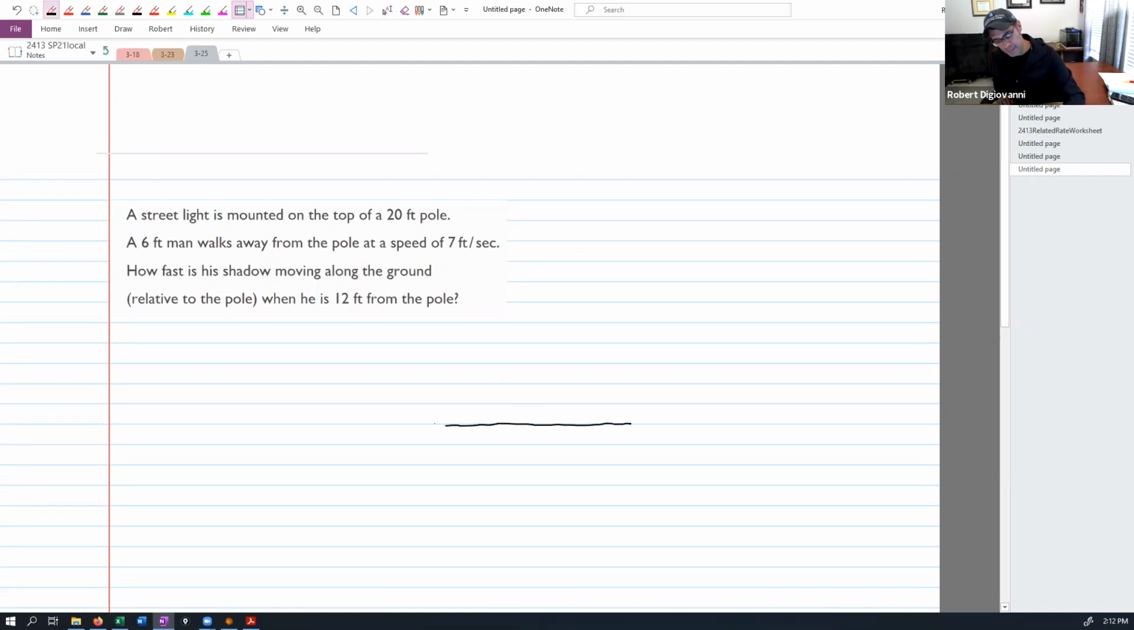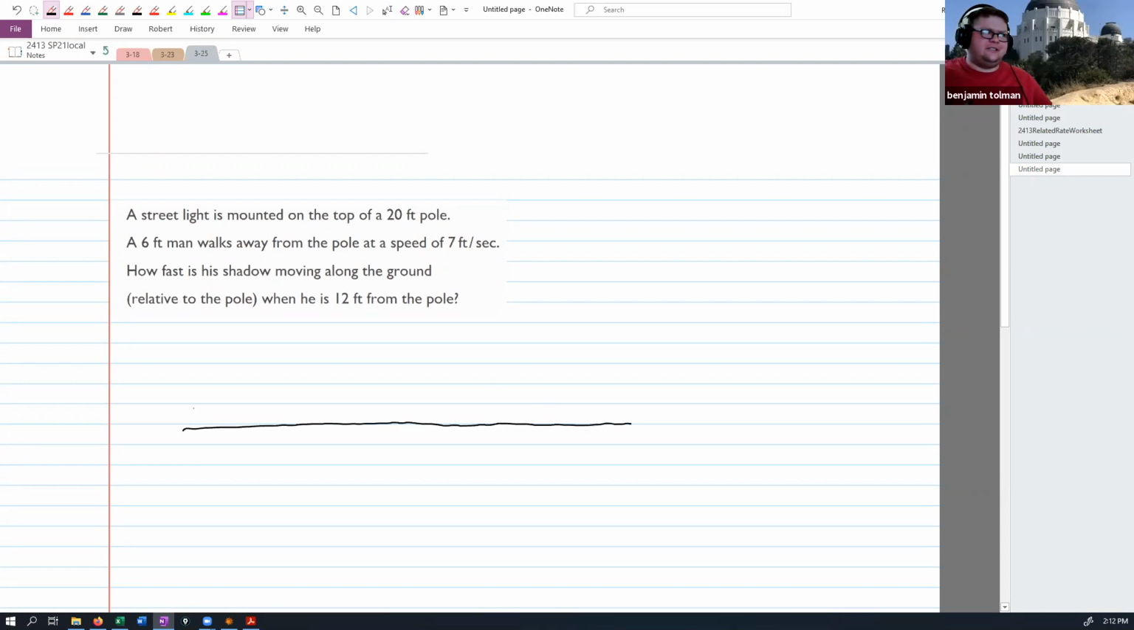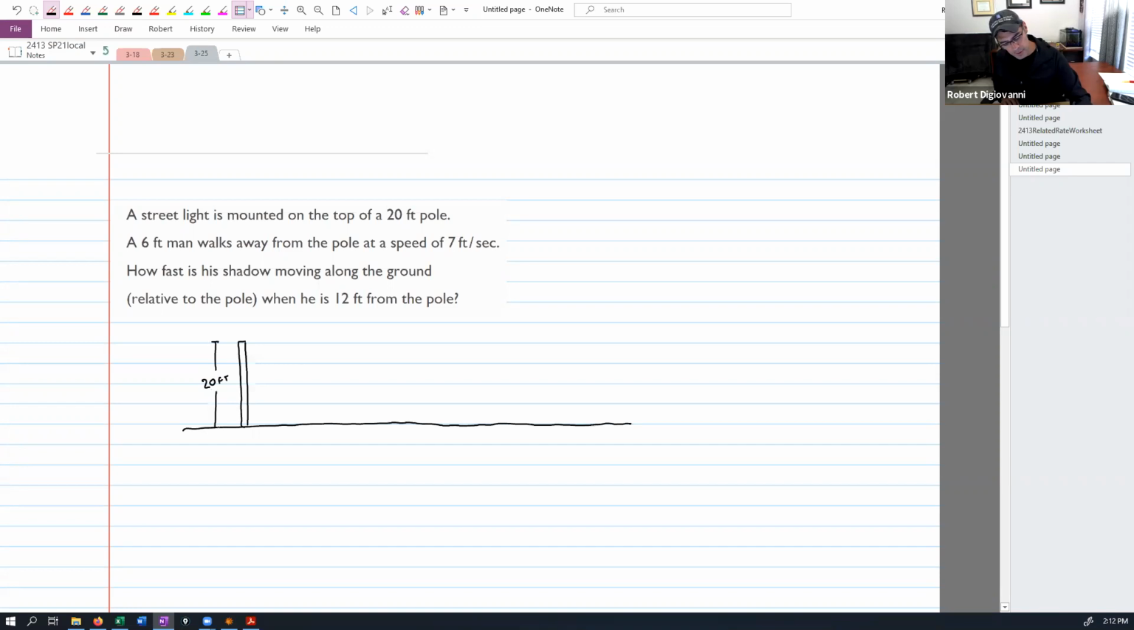Yeah, and the pole. So you just put a pole here, and you said the light on top of the pole is 20 feet tall. Yep. And then you put a man. I labeled the bottom 12 feet, and then I put the man. So you went from here to here and labeled that 12 feet. And then you drew a man and labeled him 6 foot tall.